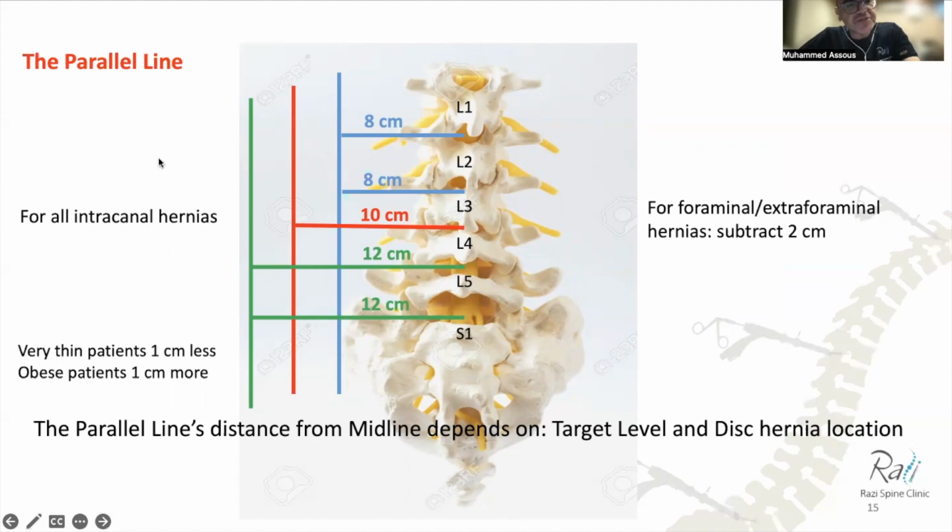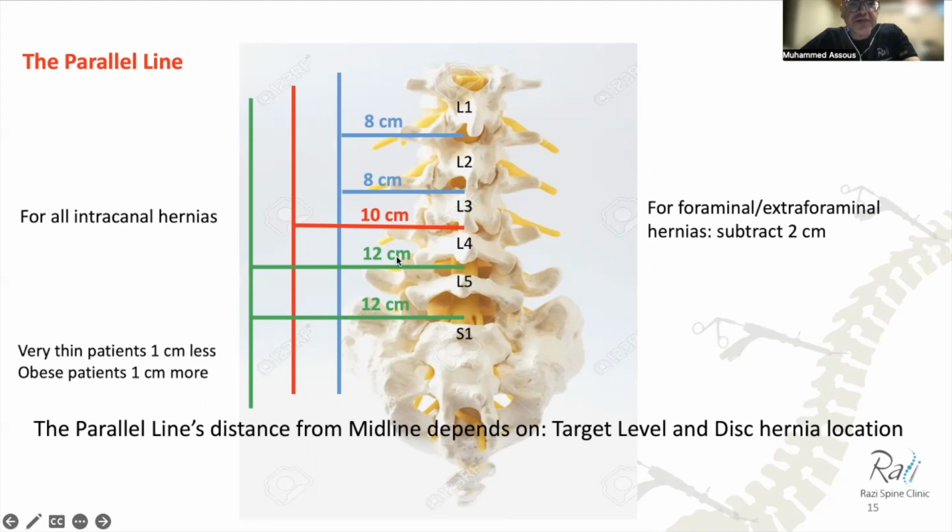Again, this is for intracanal hernias. As a rule of thumb, if I want to do a foraminal or extraforaminal disc, you take out 2 centimeters from these figures, and that's your parallel line. So if I want to do an L3, L4 foraminal disc, it's actually 8 centimeters from the midline. But don't get yourself confused. You will have this as a reference all the time. So let's focus, please, on L4, L5.